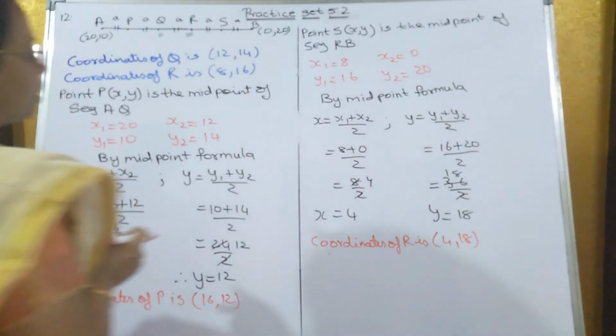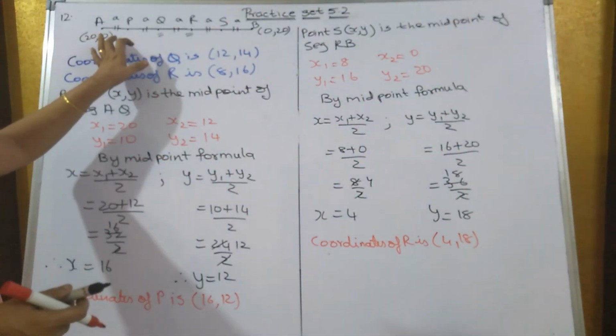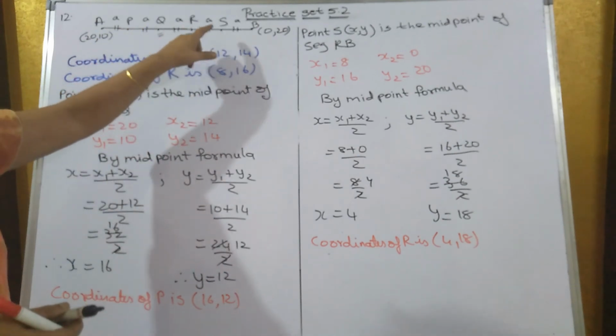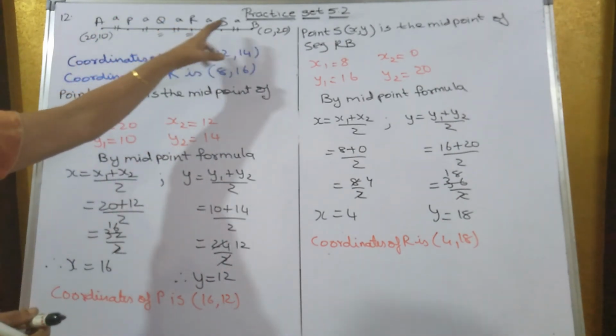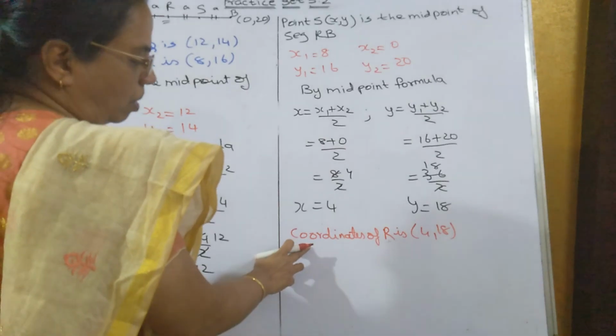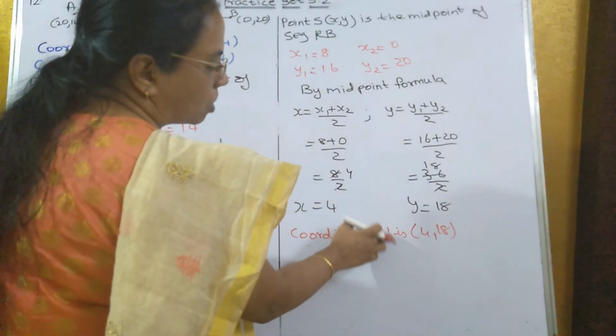You can find it by midpoint, and you can also find it by ratios. In order to find P, it is 1 is to 4. In order to find S, it is 4 is to 1. That way also you can find it by using the section formula. But this is much easier, the midpoint formula, so find it by this method. Not coordinates of R, it is coordinates of S.